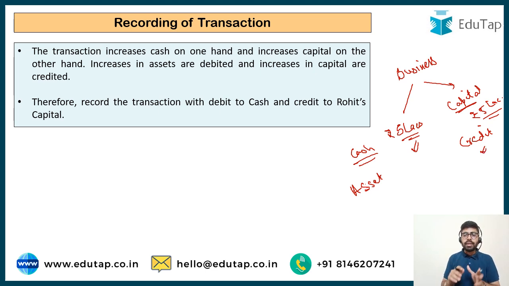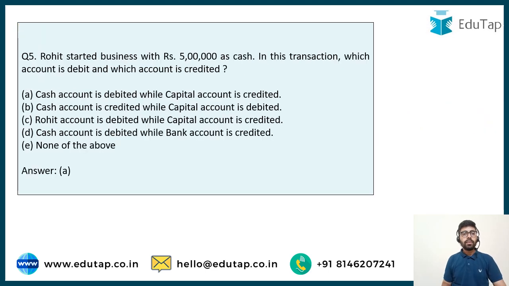We have already seen how the transactions are recorded in the books of accounts. We have already seen how the rules of debit and credit are to be applied for different assets, liabilities, income, expenses for different sets of transactions. So now we can easily answer that you are going to debit the cash account and you are going to credit the capital account. So I believe you all have answered this one correctly. Cash account is debited, capital account is credited. The answer is option number A.